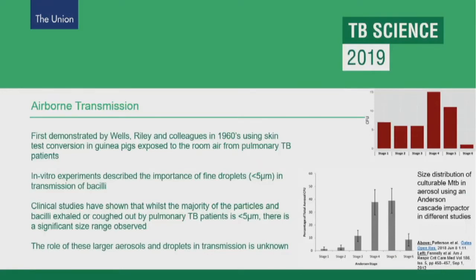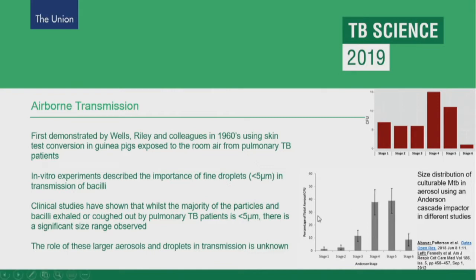Airborne transmission was first demonstrated by Wells, Riley and colleagues in the 1960s when they looked at skin test conversion in guinea pigs that had been exposed to room air from pulmonary TB patients. And in vitro experiments have really described the importance of these fine droplets within the respirable range in the transmission of TB. Clinical studies have also shown that the majority of particles and aerosols expelled by patients with TB are within that 1 to 5 micron respirable range. However, it's not all that they give out.